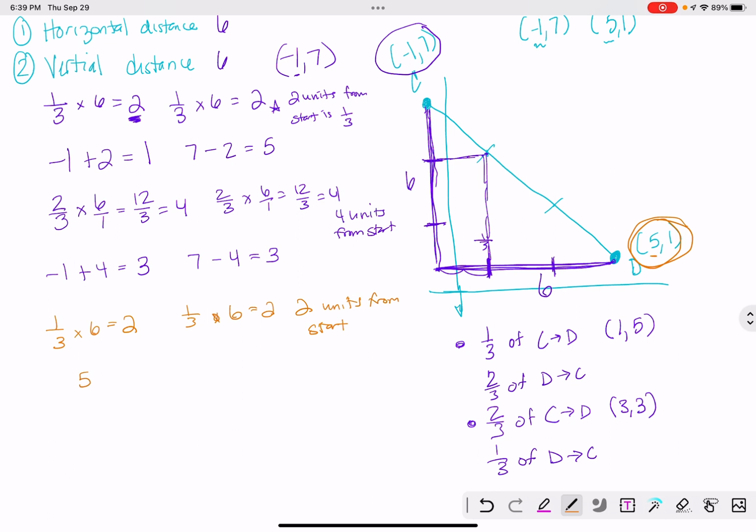Okay, so our X value here is 5. Okay, so now I want the 1/3 of DC. I'm going to take 5 because I'm going to the left now. Okay, notice now I'm going to the left. So I'm going to take away those 2. 2 units from the start, I'm going to take away those 2. So I'm going to the left. So I'm going to say 5 minus 2, which equals 3.